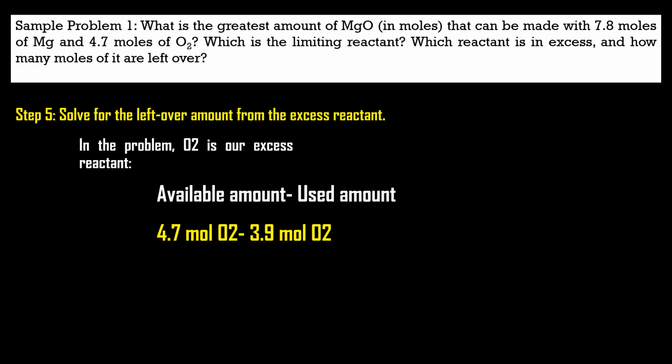Now, where did I get the 4.7 value? This 4.7 is the available amount of oxygen gas based on the problem. And the 3.9 moles of oxygen gas is the needed amount of oxygen gas in the reaction, which is calculated under step 2 of this procedure. Now, we subtract the two, and the leftover amount of oxygen gas is 0.8 mole.